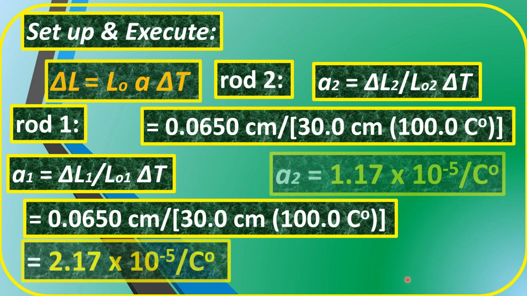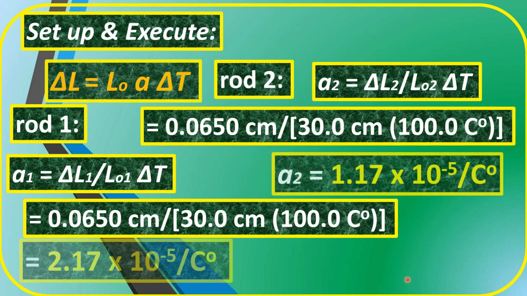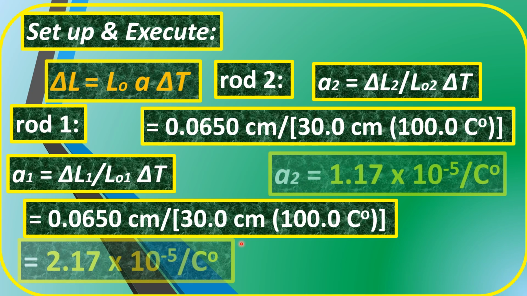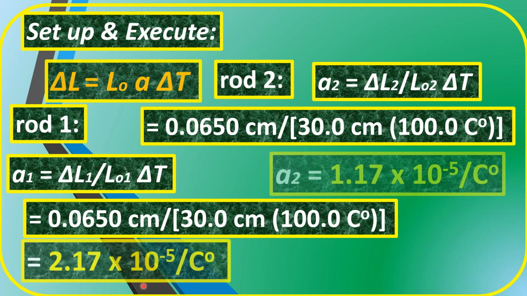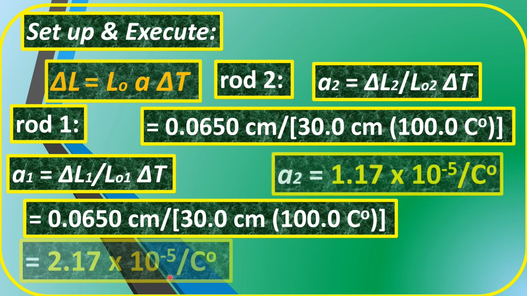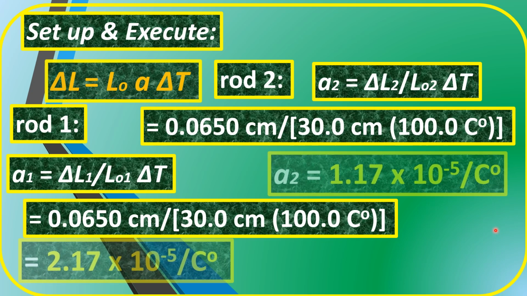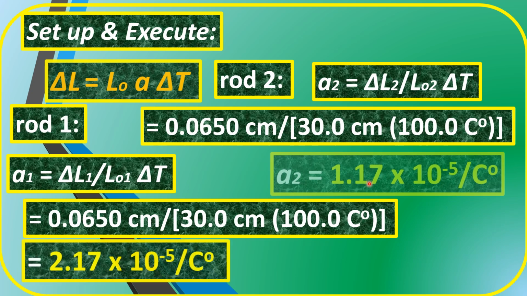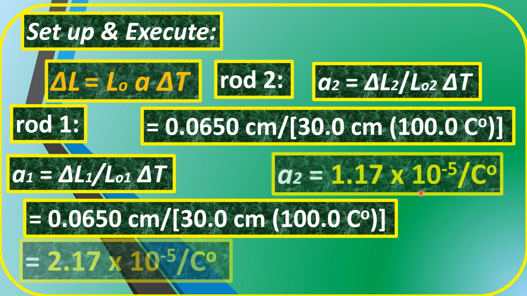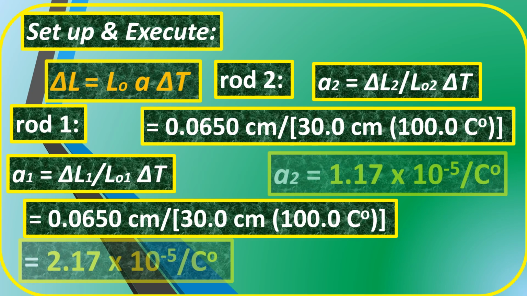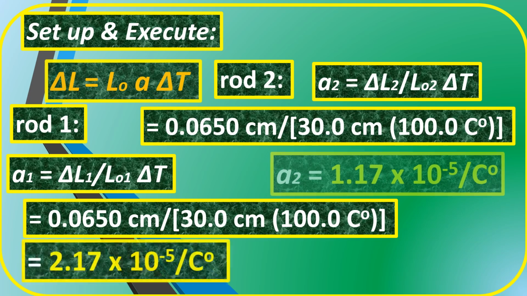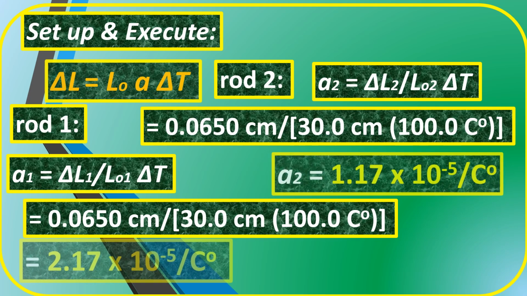So these are the values for the coefficient of thermal linear expansion: for rod 1, alpha 1 equals 2.17 raised to the negative 5 per Celsius degree, and for rod 2, alpha 2 equals 1.17 raised to the negative 5 per Celsius degree, both in three significant figures.